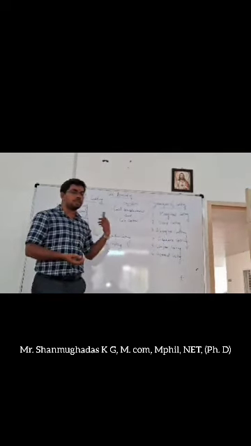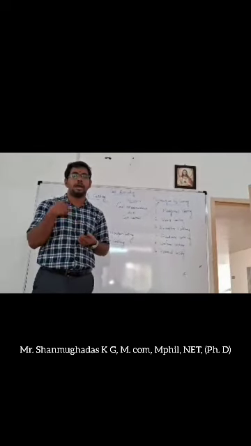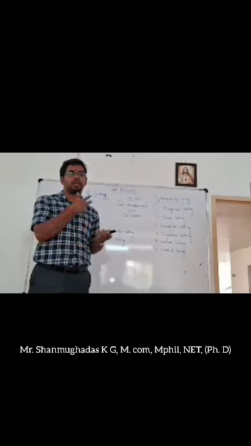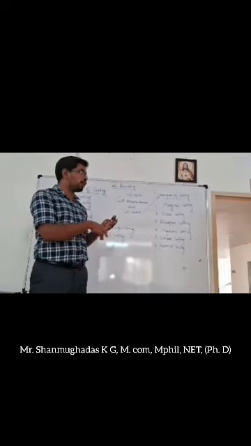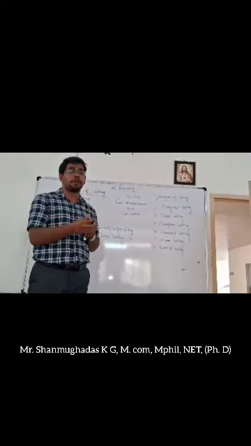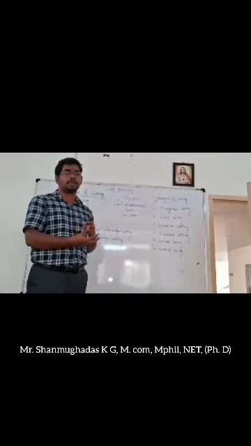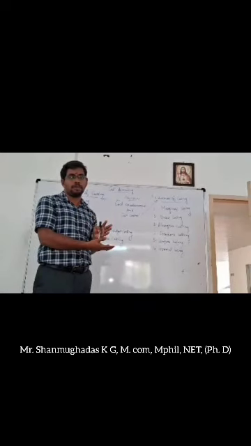Variable cost includes cost related to material, cost related to labor, and other expenses directly related to the production. Around 80% of the cost of the product comes under variable cost. So if you are able to control the variable cost, we can achieve cost control effectively.